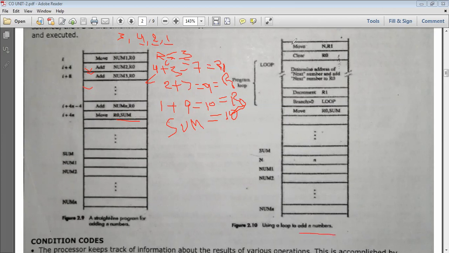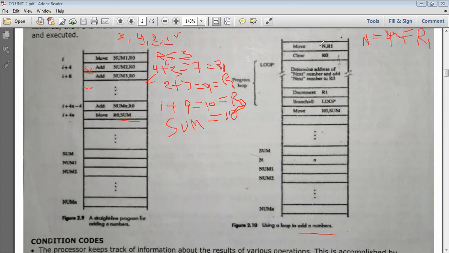So what happened here? Move n comma R1. So what is meant by n? How many times we are doing a particular operation. Suppose the same example we'll be taking. Then capital N equal to how many numbers we are taking? 4 numbers. So capital N equal to 4. That 4 will be stored in which register? That will be stored in R1 register.